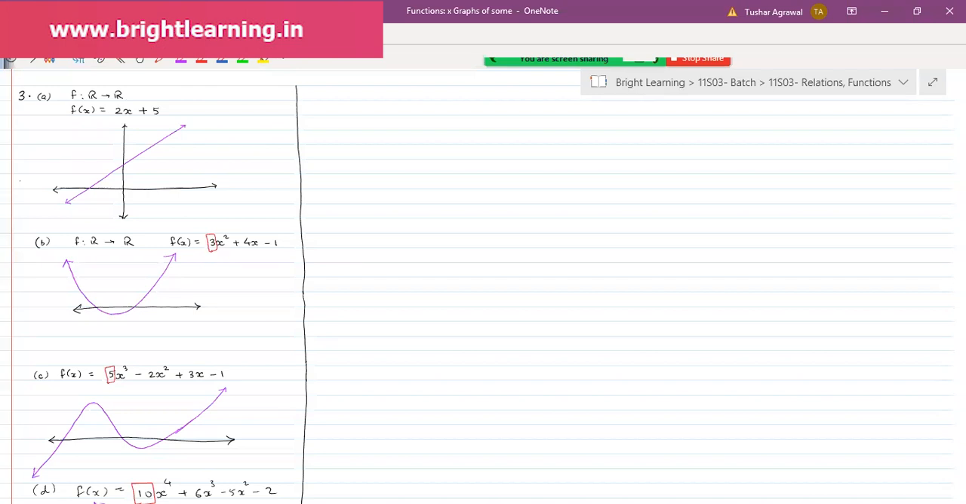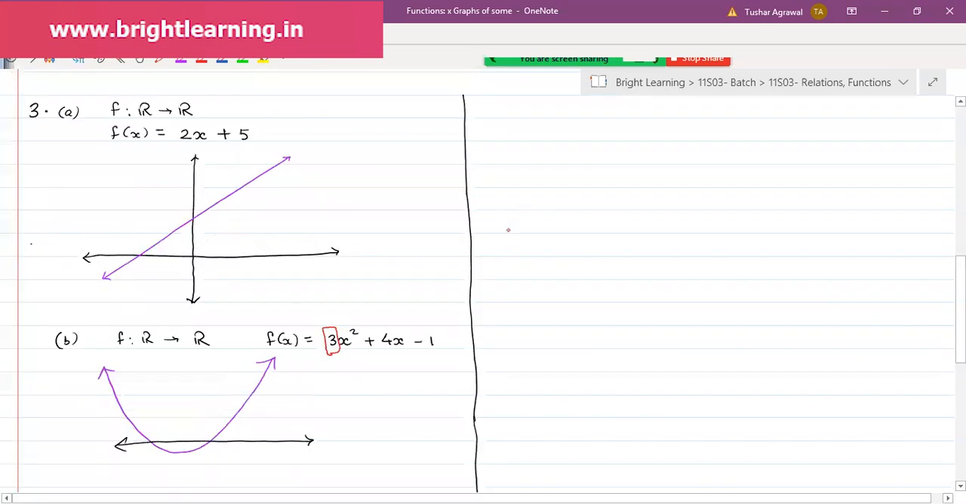Now the corresponding comparisons with negative coefficients. Let's say f(x) is equal to, let's say, minus 3x plus 10, suppose. So minus 3x plus 10, the graph will be something like this.